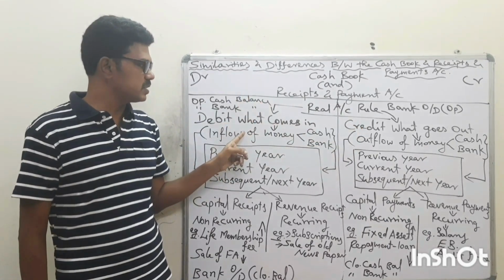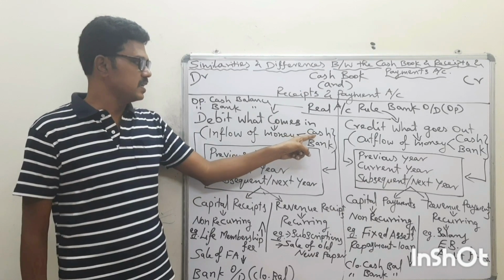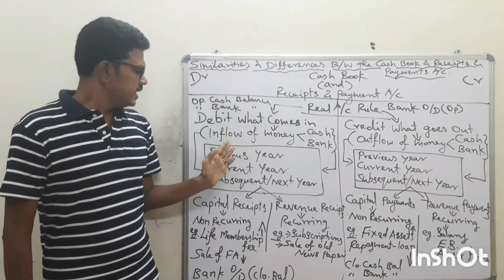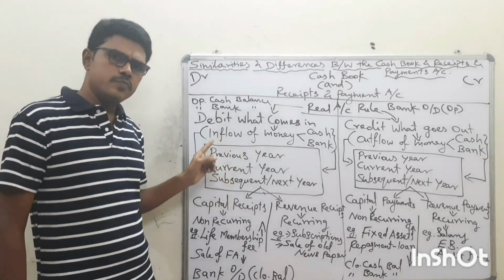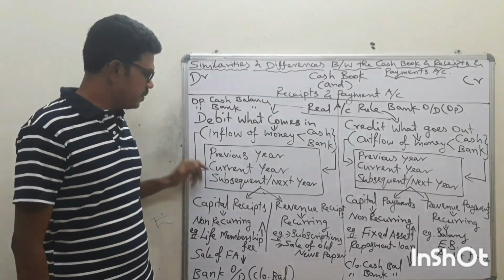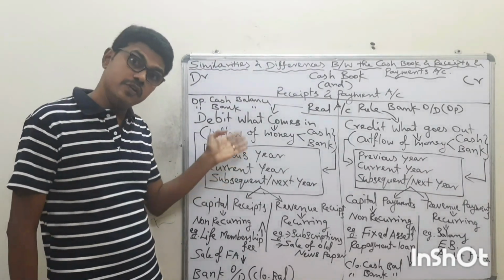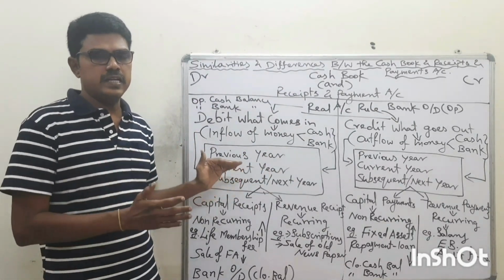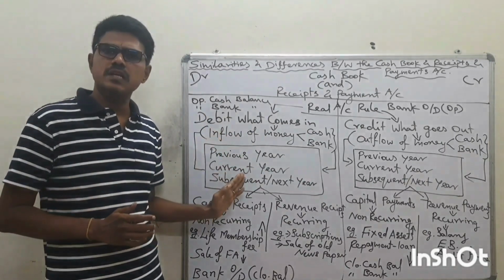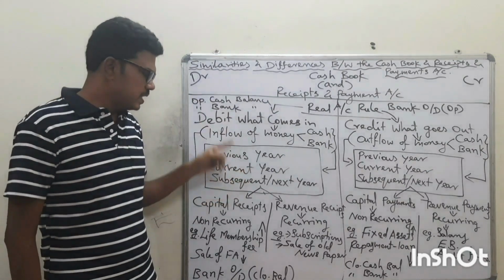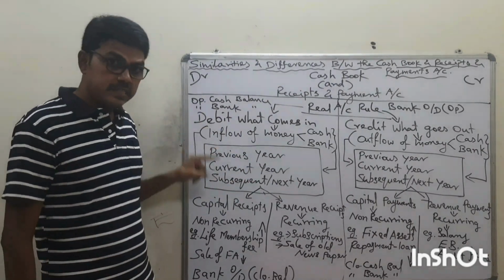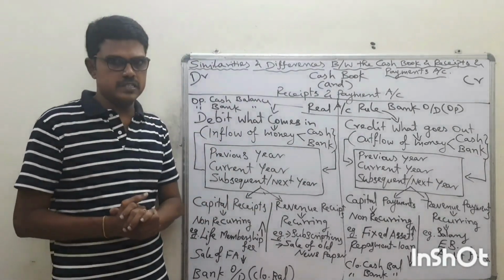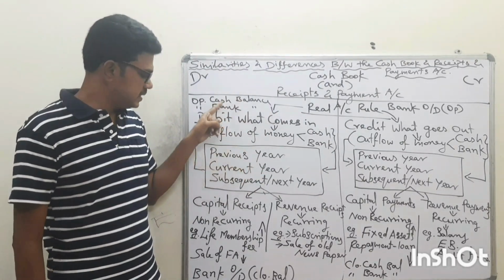If money comes into the business or not-for-profit organization in the form of cash or through bank, it should be recorded in the debit side. Irrespective of the period for which the money comes in, it must be recorded in the debit side. The inflow may be for the current year, previous years, or the next year. We don't need to see that. If money comes in, it must be recorded in the debit side. And irrespective of the nature of receipts, whether capital receipt or revenue receipt, it must be recorded in the debit side of the receipts and payments account.